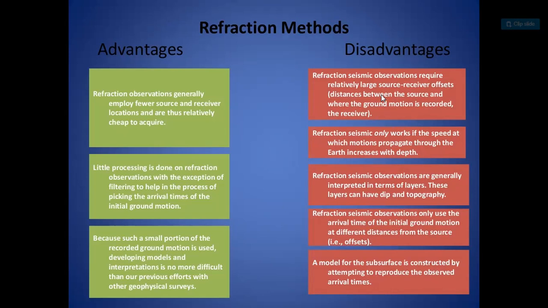Disadvantages: refraction seismic observations require relatively large source-receiver offsets, the distances between the source and the receiver where the ground motion is recorded. Refraction seismic only works if the speed at which motions propagate through the earth increases with depth. Refraction seismic observations are generally interpreted in terms of layers. These layers can have dip and topography.